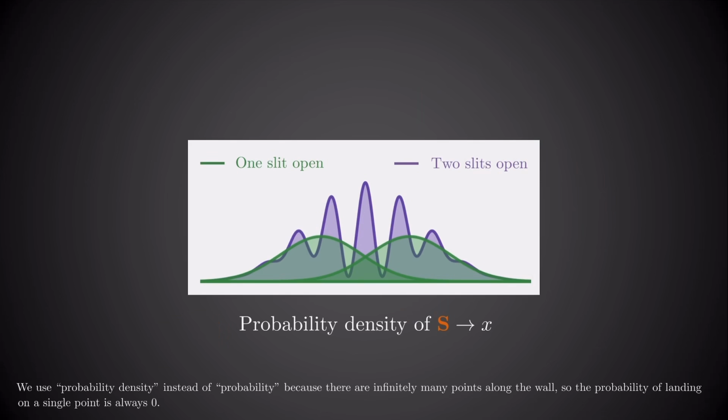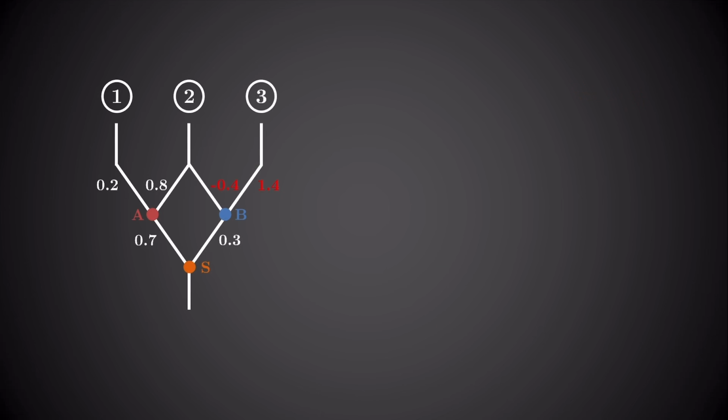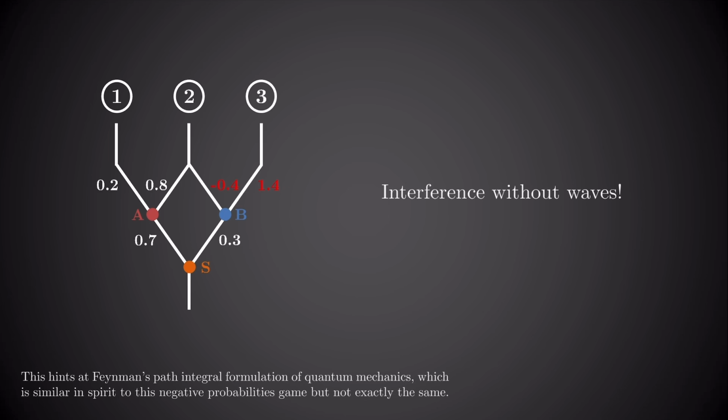Another way of saying what's weird about the double slit pattern is that opening the second slit decreased the probability of reaching certain regions. And what our negative probability analysis taught us is that this doesn't need to come from waves. It can come from well-defined paths whose probability contributions cancel out in some way whenever we lack which-way information about those paths. This in fact opens the door to an alternative formulation of quantum mechanics due to Feynman called the path integral formulation of quantum mechanics, but I will have to save that topic for another video.